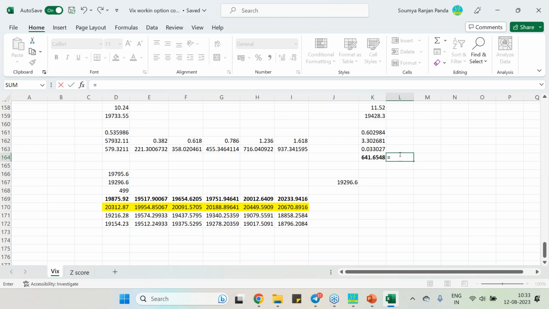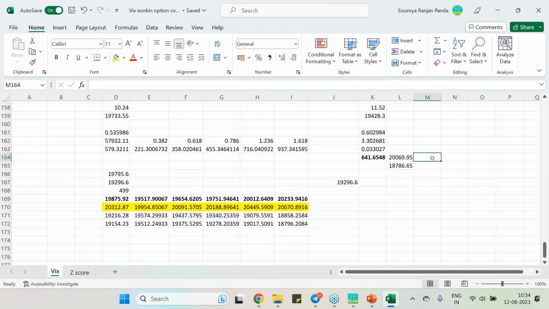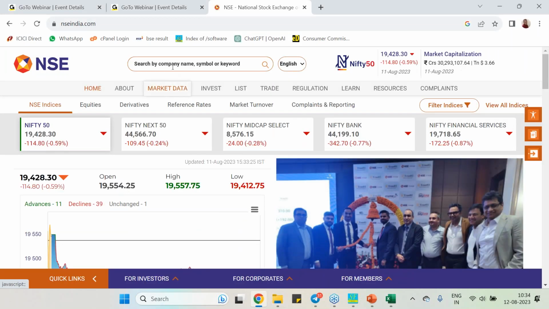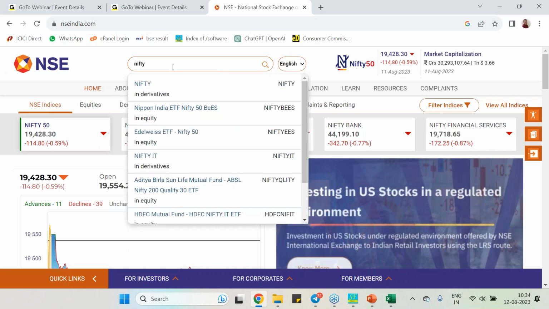Based on that, decide the strike. This added to and subtracted from the spot gives 18,786 and 20,065. So you can sell now. For September we hedge, and October you sell. What are the October premiums? The nearest price will go to the nearest 20,000.